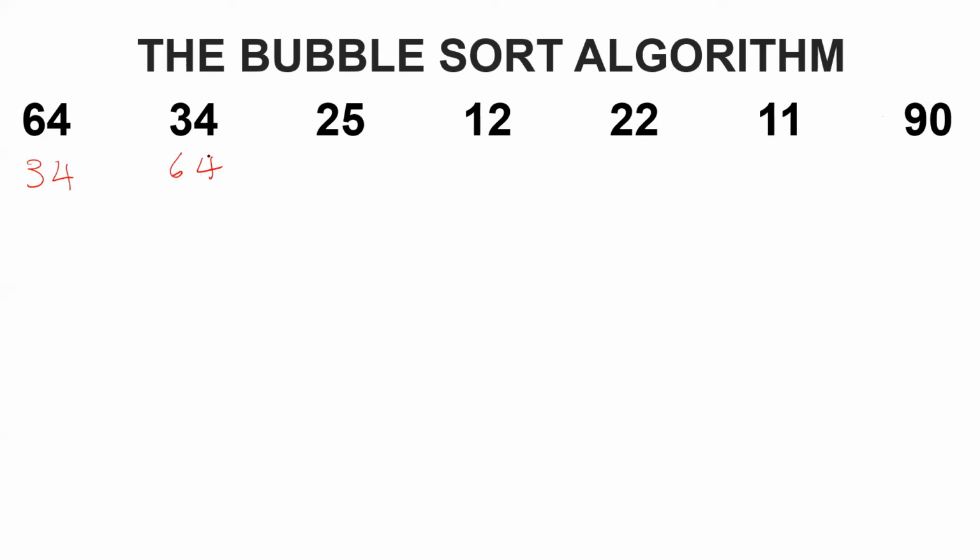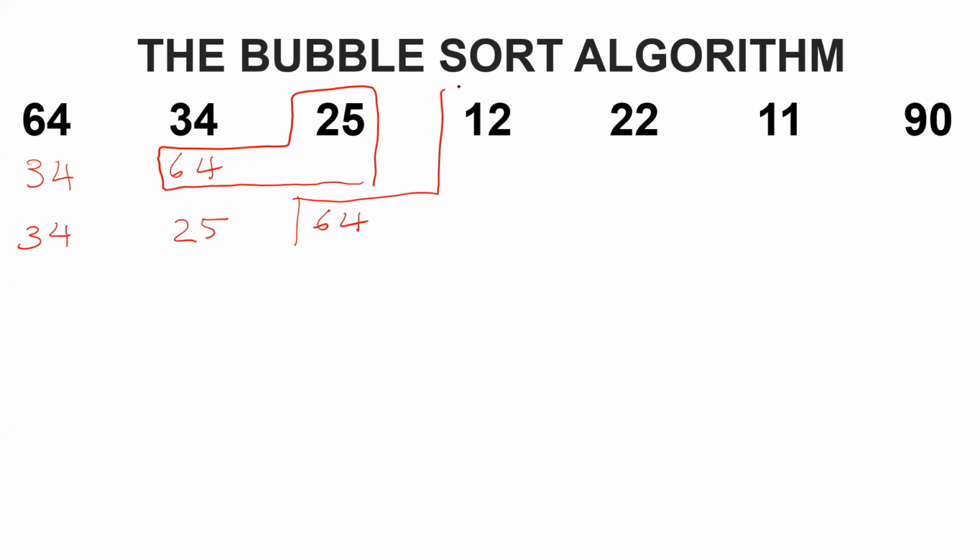Next, I will compare the numbers 64 and 25. In this case, 25 is smaller than 64, so I'll be rearranging them again to get 34, 25, and 64. And notice that I'm going to likewise follow the pattern and compare the next two numbers, 64 and 12, to get 34, 25, 12, and 64.